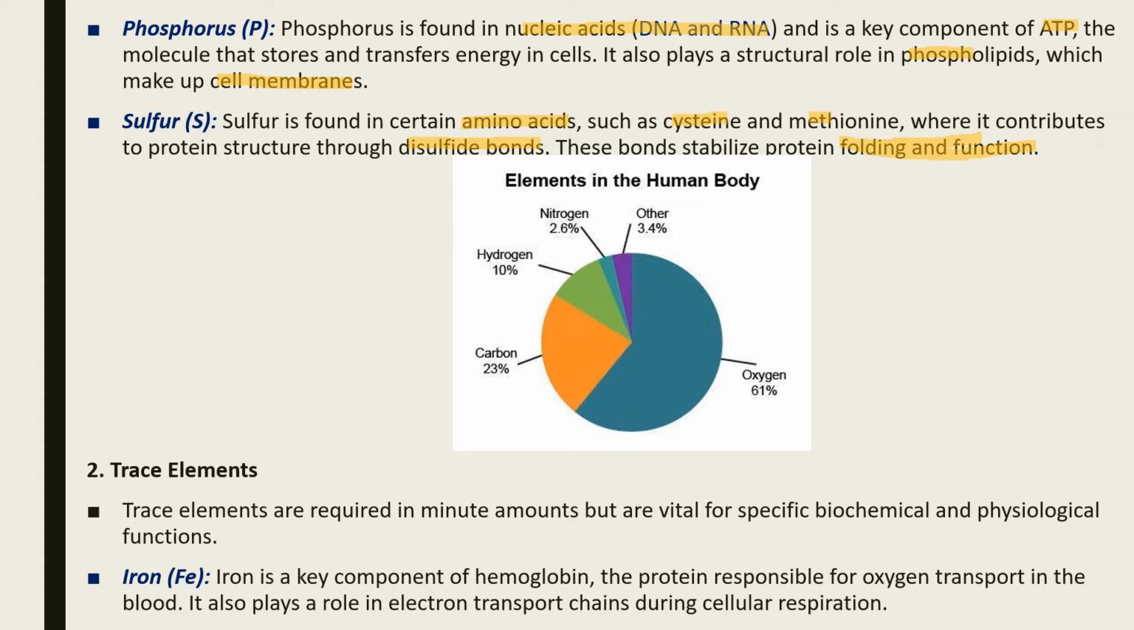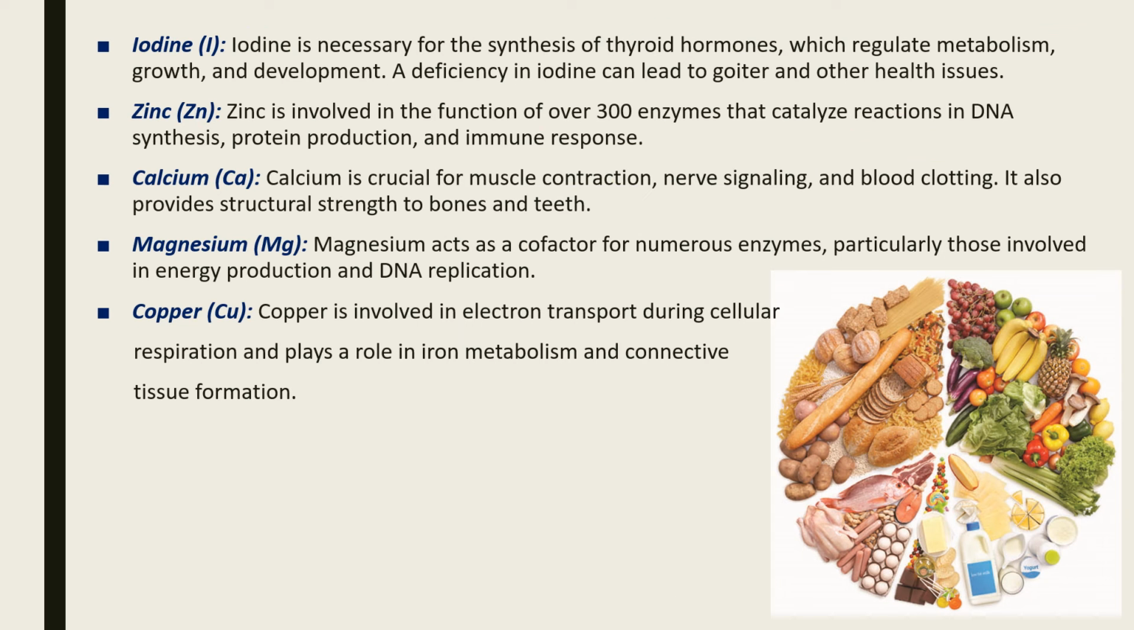Trace elements are required in minute amounts, in very small amounts, but still they are vital for specific biochemical and physiological functions. The first one is iron. Iron is a key component of hemoglobin, which is the protein responsible for oxygen transport in the blood. It plays a crucial role in the electron transport chain during cellular respiration.